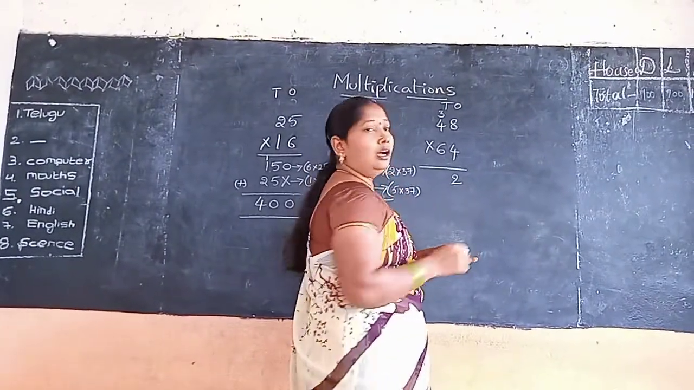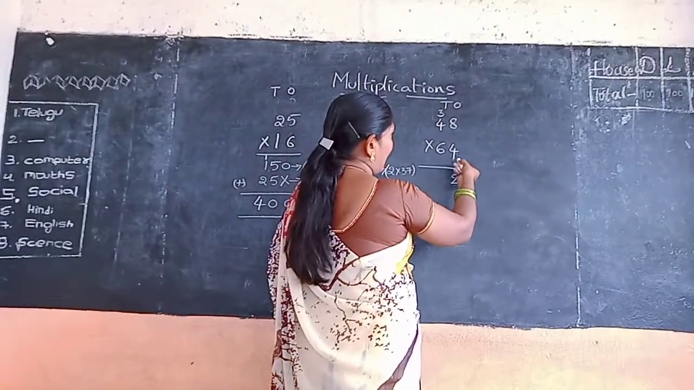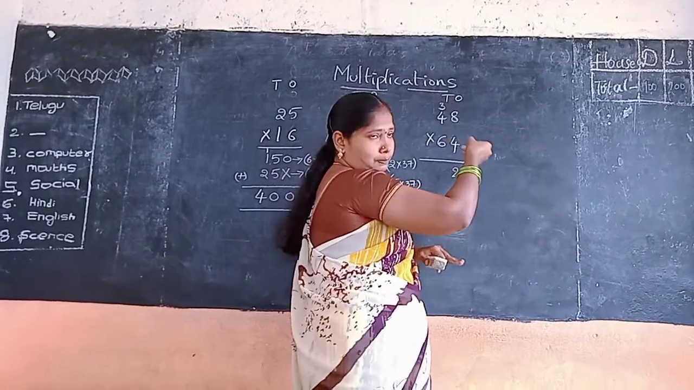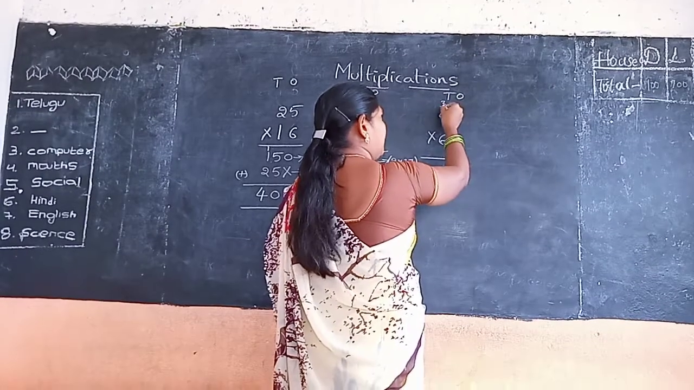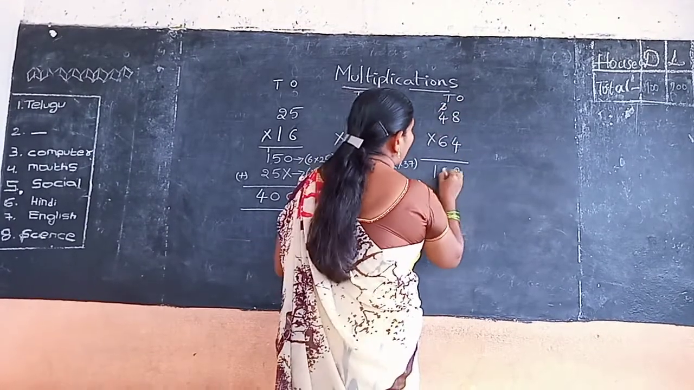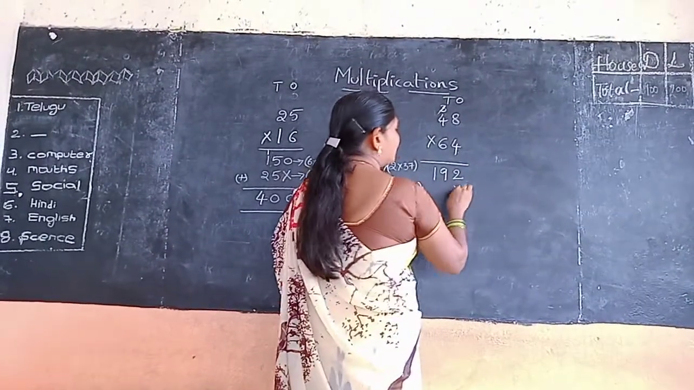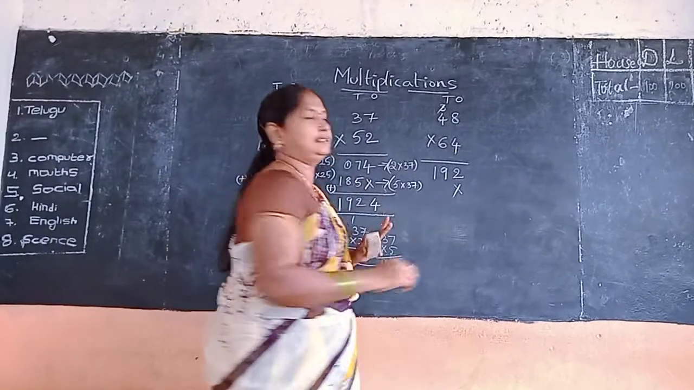Then you write 2 in the ones place. Then carry the 3 in the tens place now. 4 4s are how much? 16. 16 plus 3. This one strike out. Now write 16 plus 3, how much? 19. Leave the ones place value. Let us start the tens place. Tens number starts with the tens place.